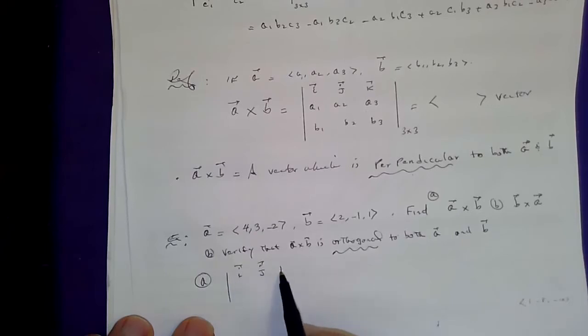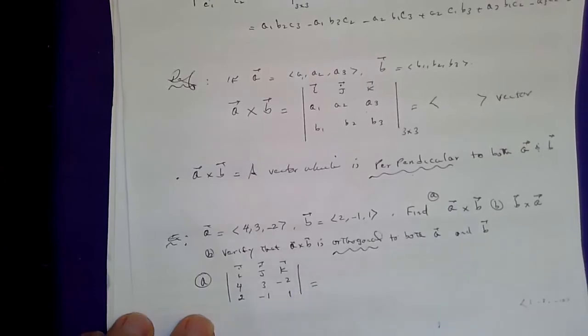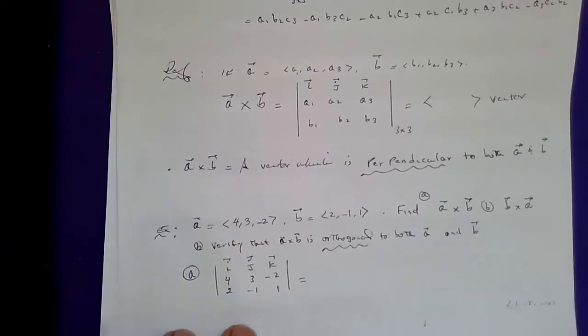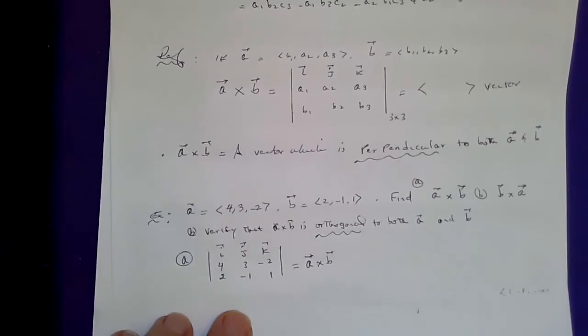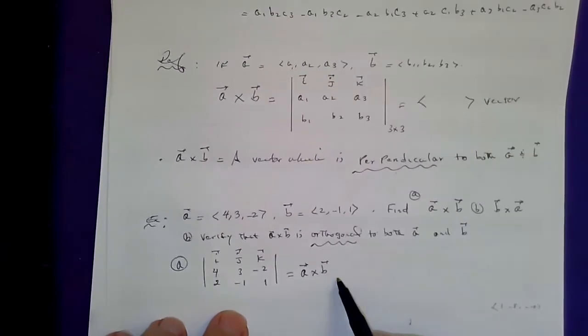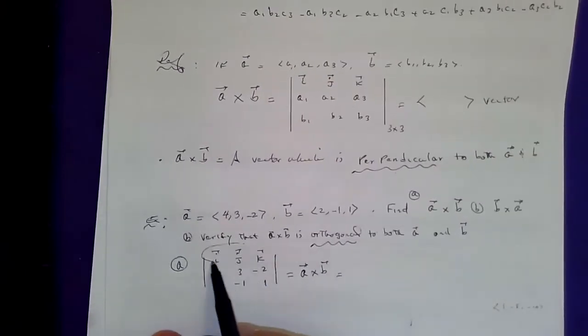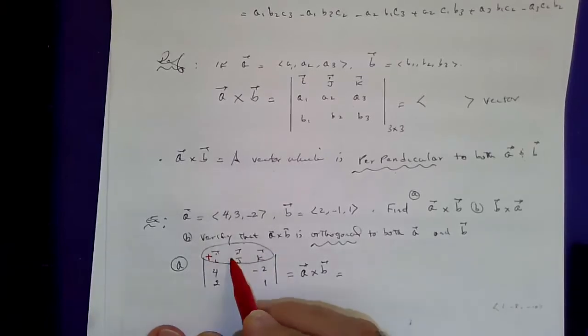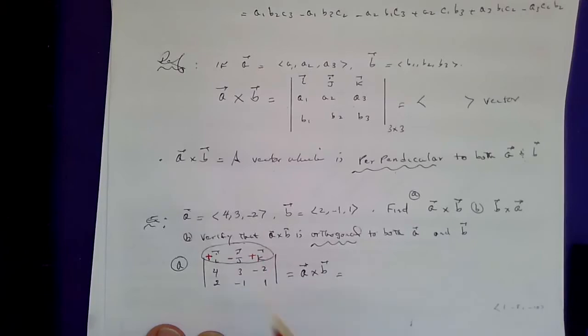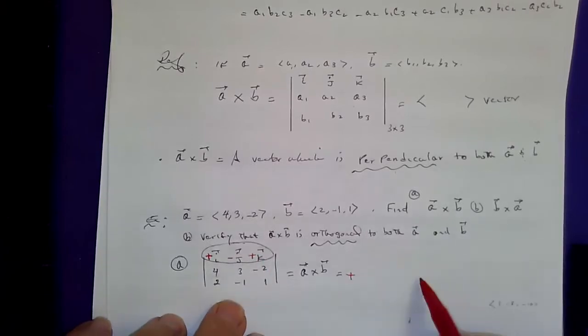Let me just do part A. This would be I, J, K, 4, 3, -2, 2, negative 1, and then 1. This would be the same as saying A cross B. Remember, the answer is supposed to come up as a vector. So I'm going to take the first row and do the cofactor expansion. Remember the signs: this is always positive, that's always negative, and this one is positive. So I'm going to get positive, negative, positive, correct?